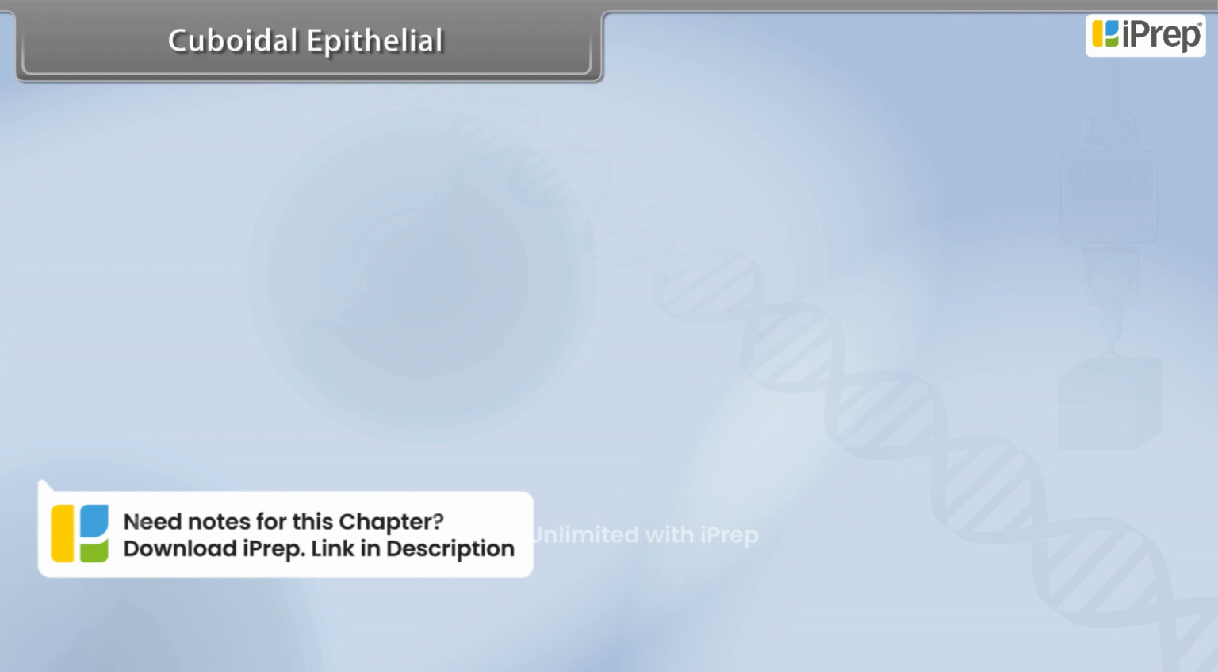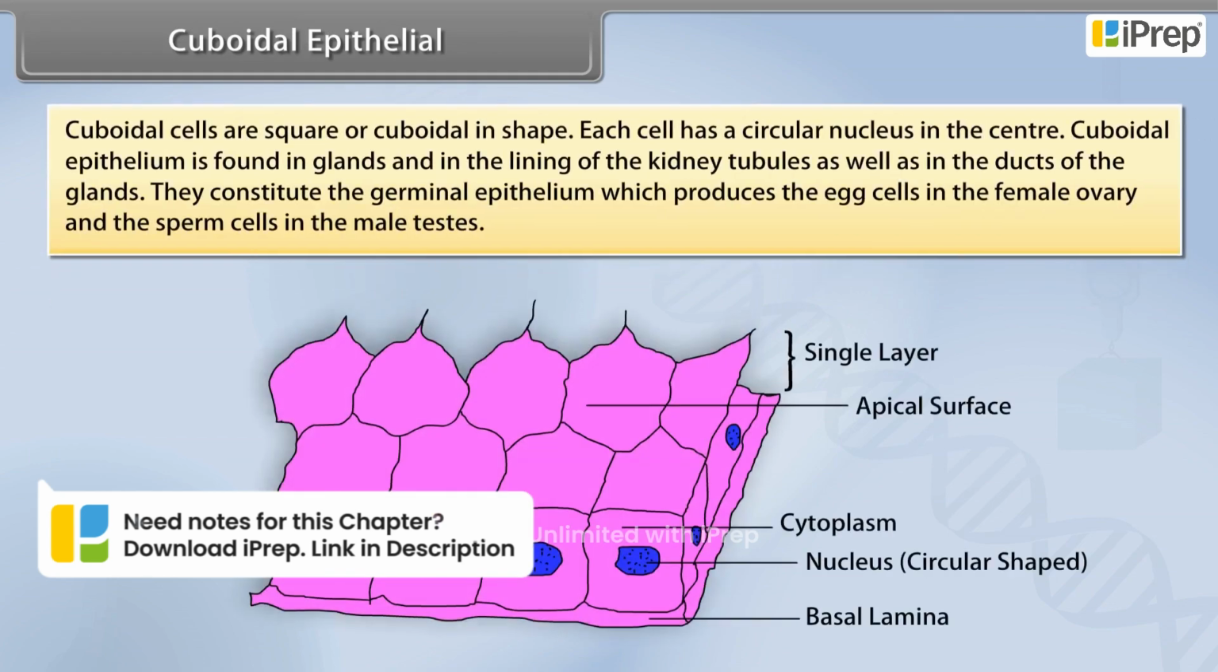Cuboidal epithelium. Cuboidal cells are square or cuboidal in shape. Each cell has a circular nucleus in the center. Cuboidal epithelium is found in glands and in the lining of the kidney tubules, as well as in the ducts of the glands. They constitute the germinal epithelium, which produces the egg cells in the female ovary and the sperm cells in the male testes.